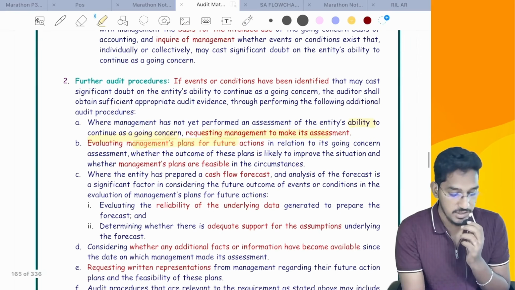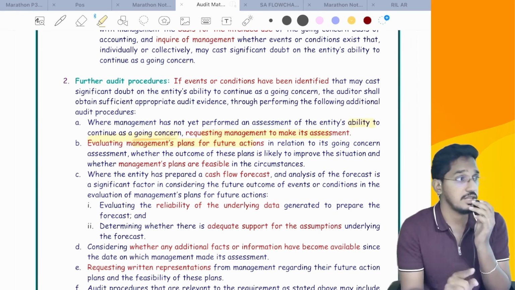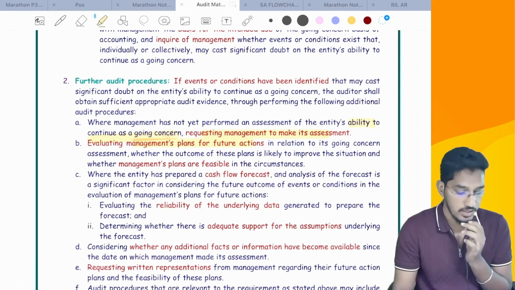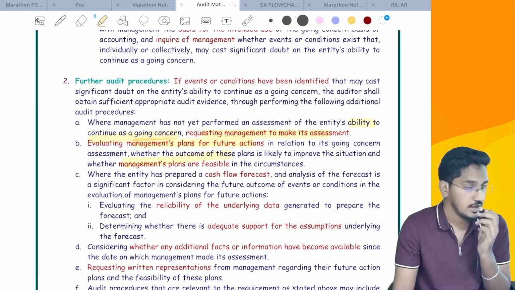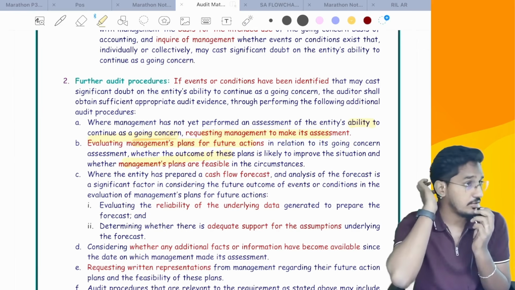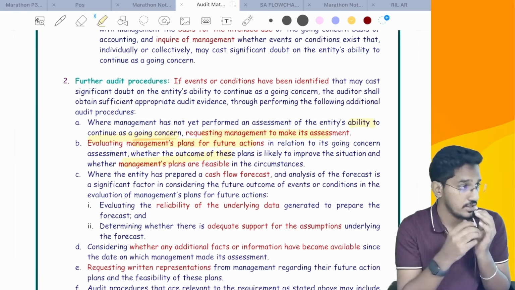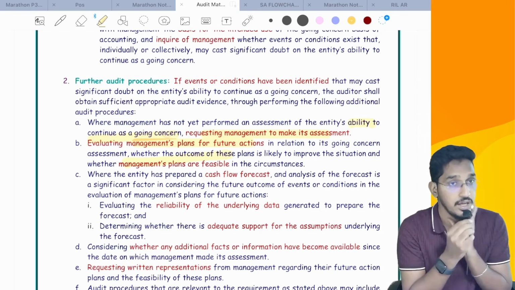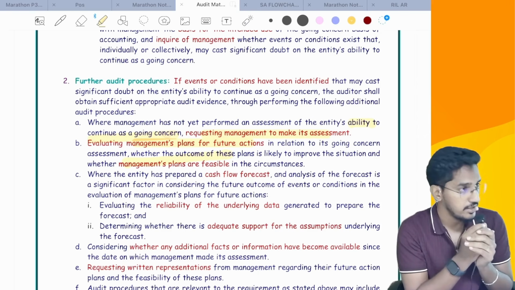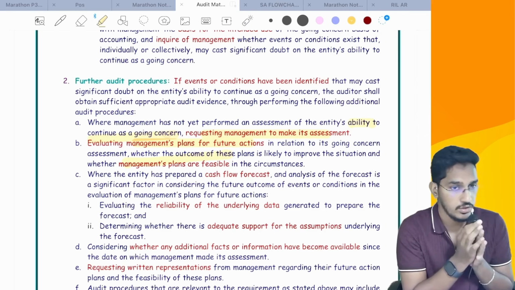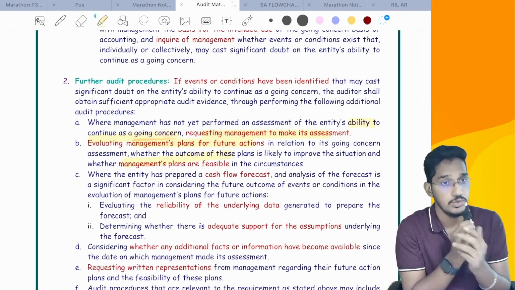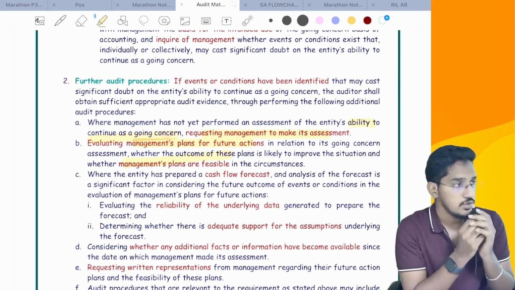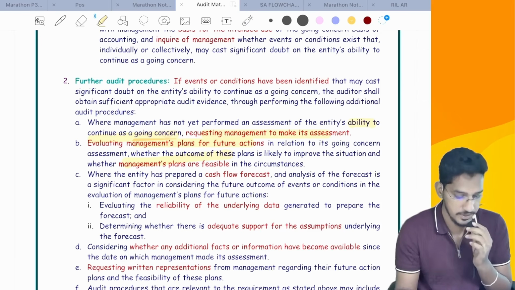And evaluate management's plans for future action. Sit with them. What are their plans for the future? Check them. Don't just get the plans, check how far they are feasible. The company says, sir, we have borrowings. You found that the borrowings are approaching maturity and they don't have funds to pay. They say a banker is ready to give us some amount of loan. Don't just blindly believe. If the banker is ready to give the loan, ask them for the sanction letter. So try to check how far those plans are feasible.